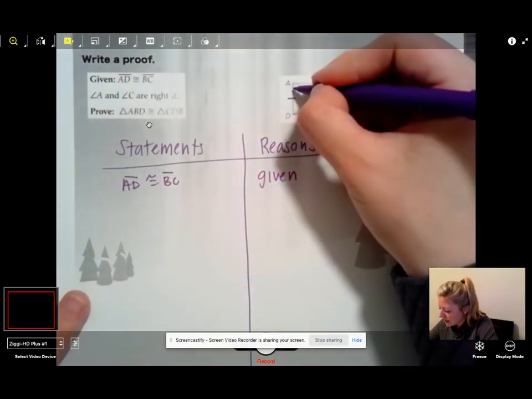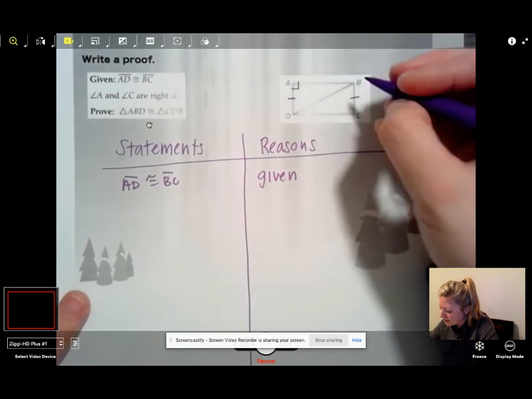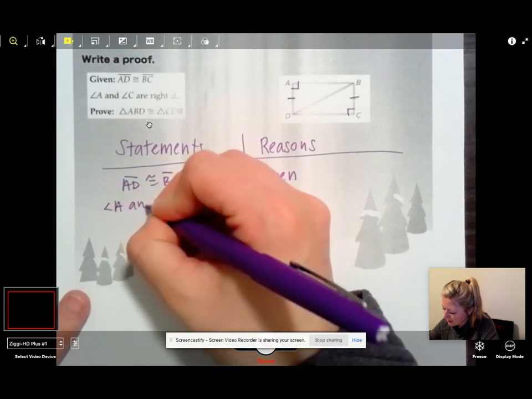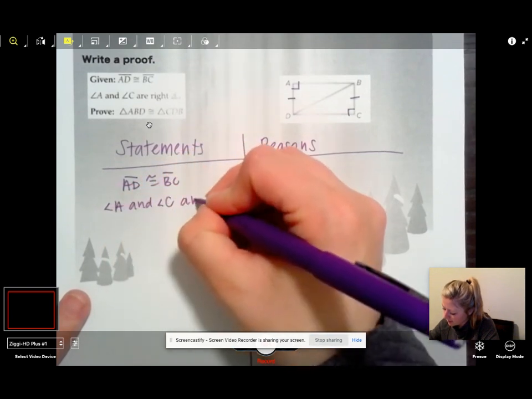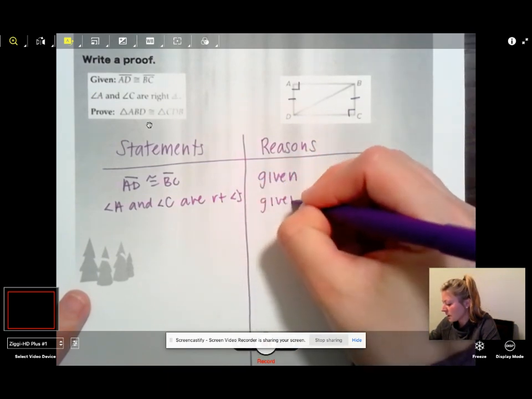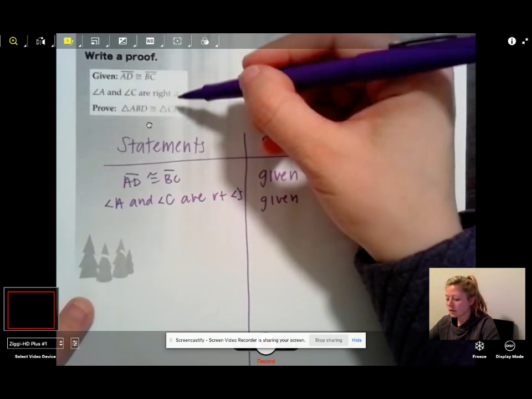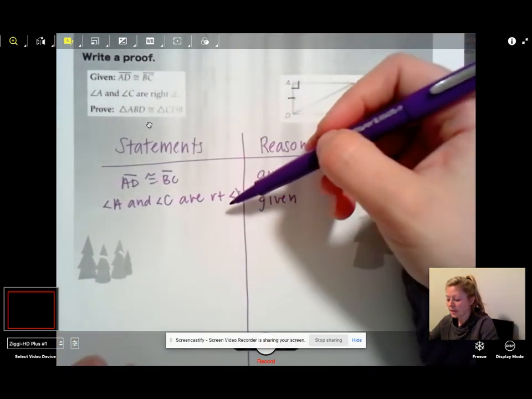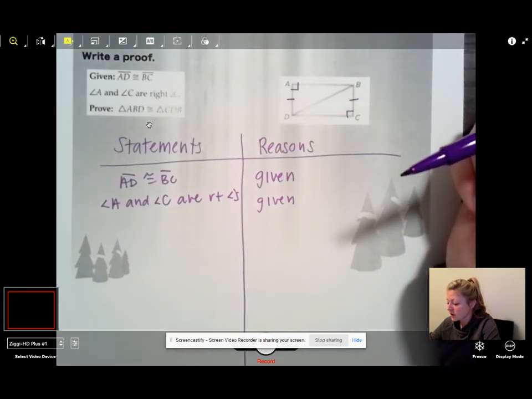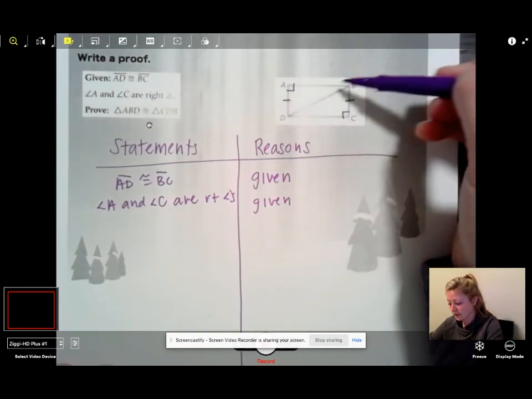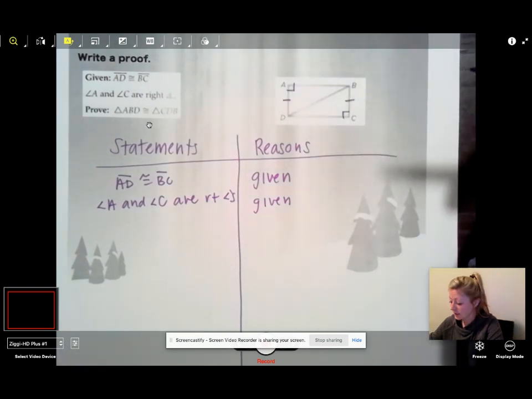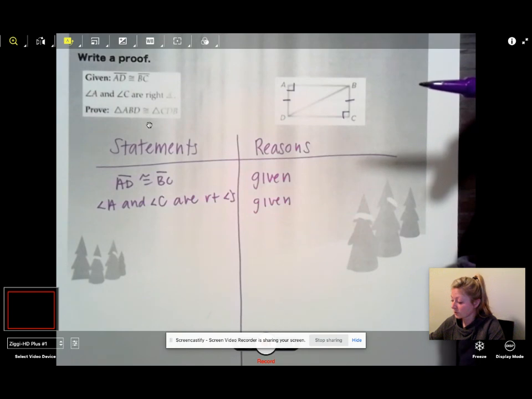Then they tell us angle A and angle C are right angles. So angle A and angle C are right angles. That was also given. So again, remember I said they're always giving you a given for a reason. Like it's not just for funsies, right? There's a purpose for them telling us that those angles are right angles. So now what kind of triangles do we have if these are right angles? They're right triangles, right? And you need to have a right triangle to prove HL.